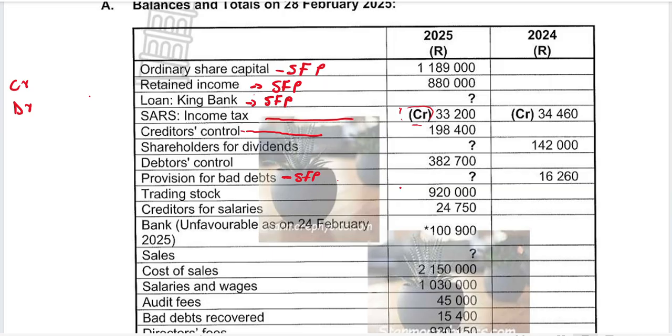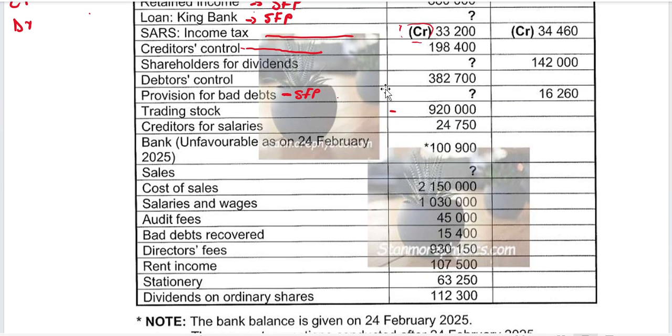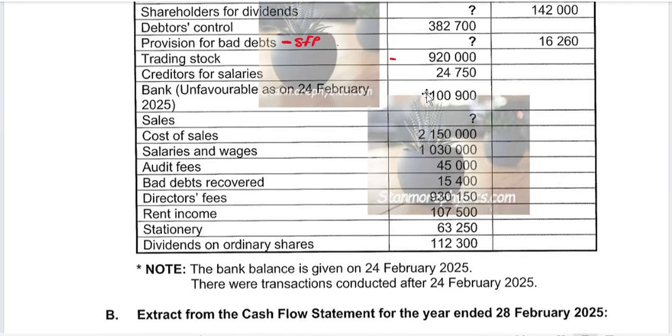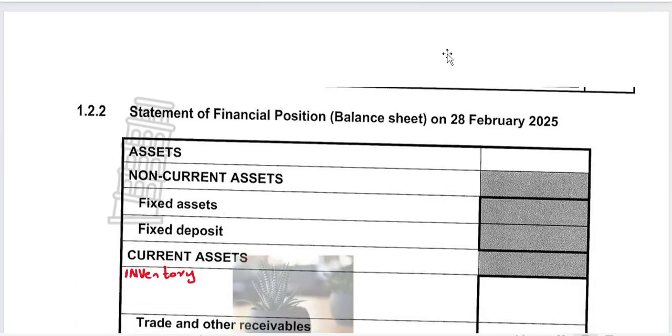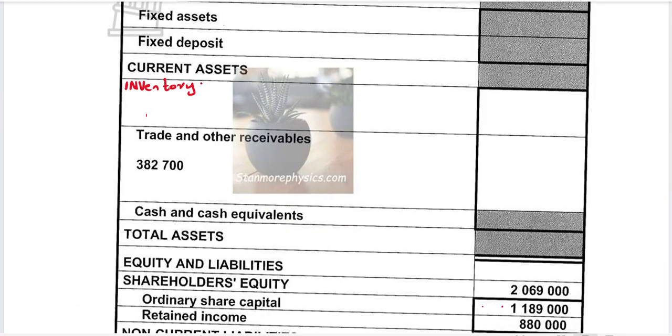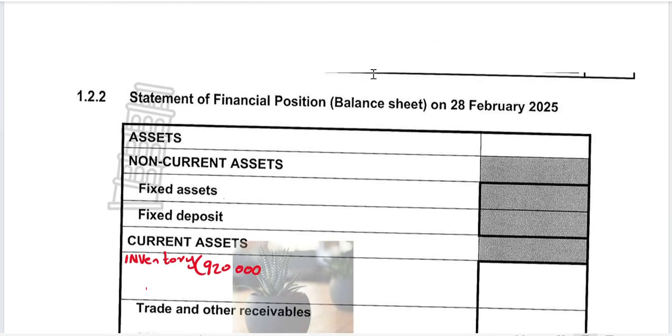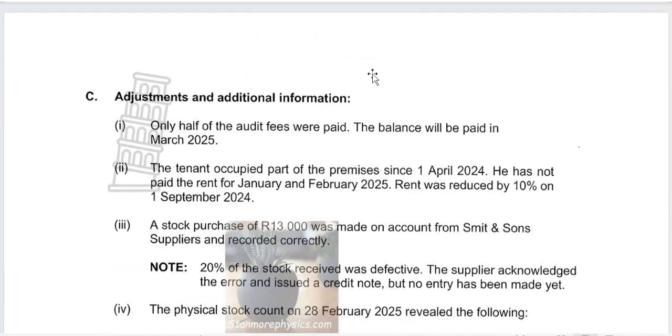Do you get me? And trading stock. This is the trading stock that our trial balance says we're willing to have, 920,000. So let's go and record it under inventory. If there's an adjustment, we're gonna adjust it. That's how I prepare this. 920,000 for inventory. So here we go.